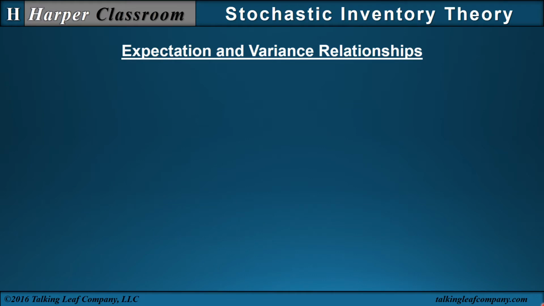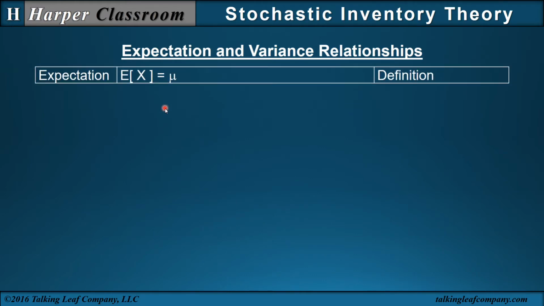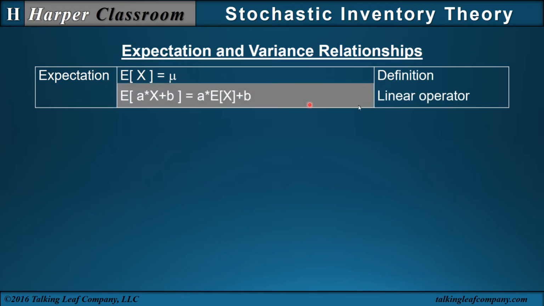Now, for the expectation and variance relationships, first, the expectation of x is referred to as the mean mu. That's by definition. The expectation of x is also a linear operator. Where a and b are constants, ax plus b, the expectation of that linear combination of x, a as a constant will come out, and b, the expectation of a constant, is just a constant. And so the expectation of ax plus b is just a times the expectation of x plus b.